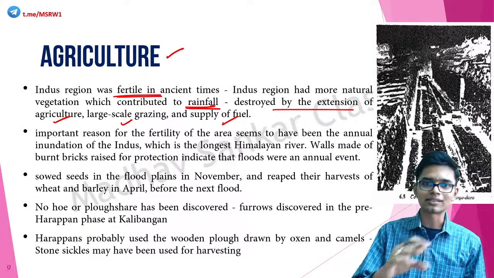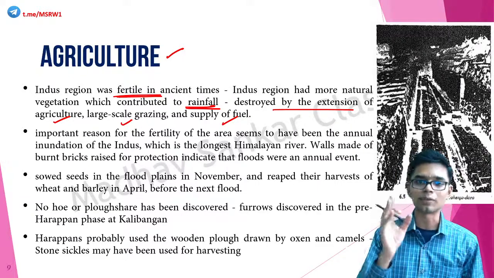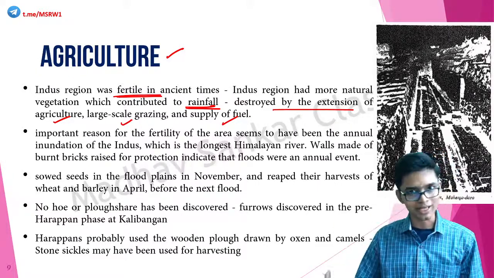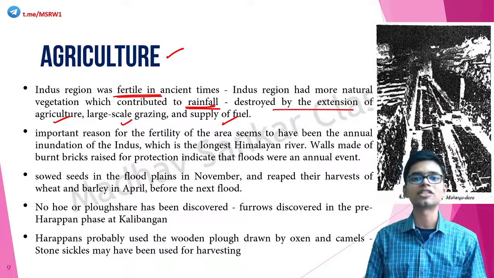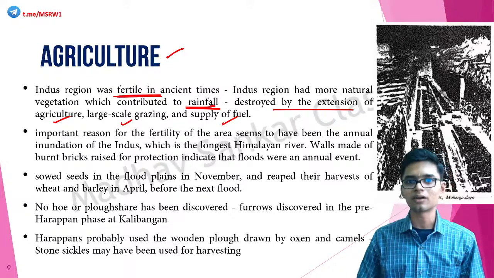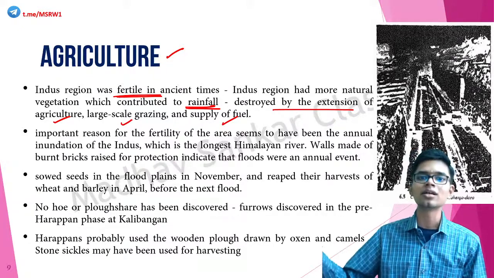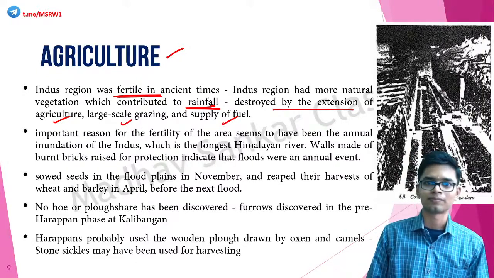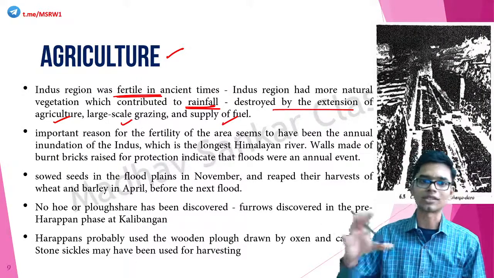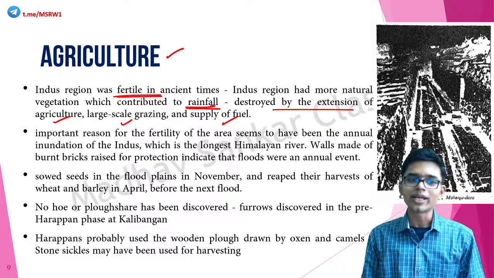Okay, so the large-scale cutting down of natural vegetation for the purposes of agriculture, for large-scale grazing, or for the purposes of achieving fuel, all these contributed to the destruction of natural vegetation, which eventually contributed to the lack of rainfall over time, over a period of 3000 years.